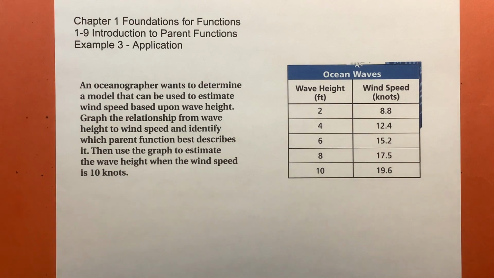If we could figure out how high the waves were, if we're sitting at our beach house looking at the waves, maybe we could use that to predict what the wind is going to be. All right, so you can read it. An oceanographer wants to determine a model that estimates wind speed based on wave height. So we're going to graph this, see if it matches up with one of the parent functions we know, and then use it to make an estimation about more data. We're going to use that to draw conclusions about data that we don't have, which is kind of the whole point of math and science together. So pay real close attention.